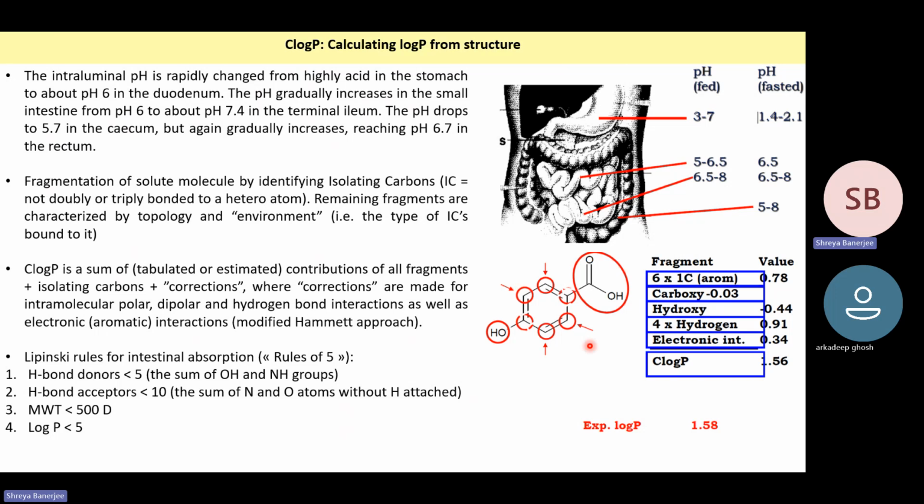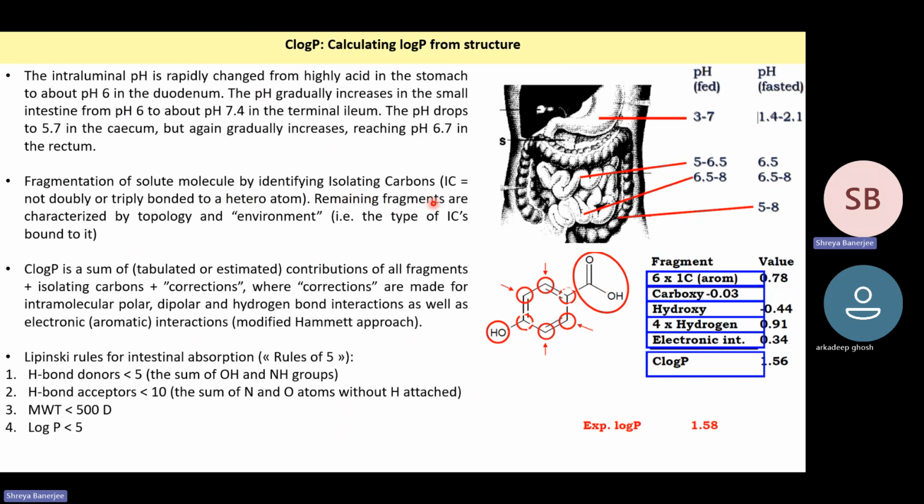Now, there is a way of defining solute molecules by identifying isolating carbons. Isolating carbon, or IC, is defined as the carbons that are not doubly or triply bonded to a heteroatom. So in this particular molecule, we will consider this carbon is excluded because it is doubly bonded to a heteroatom, oxygen. The carbons on the benzene ring are included. So there are 6 isolating carbons, or 6 IC.